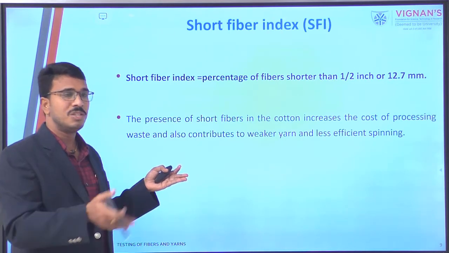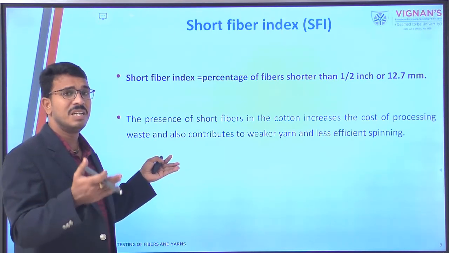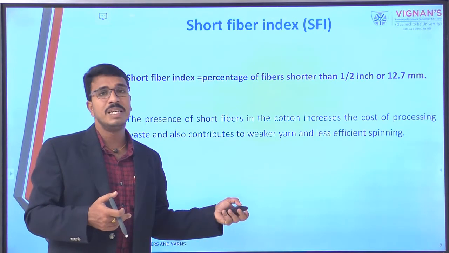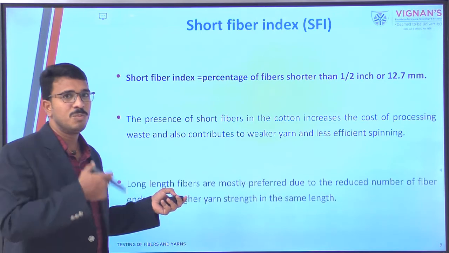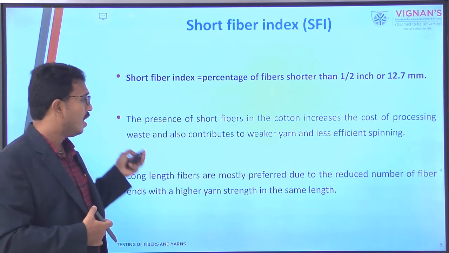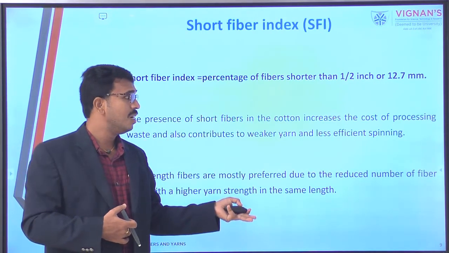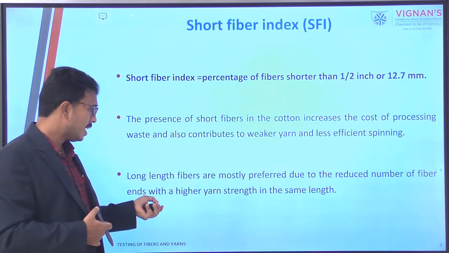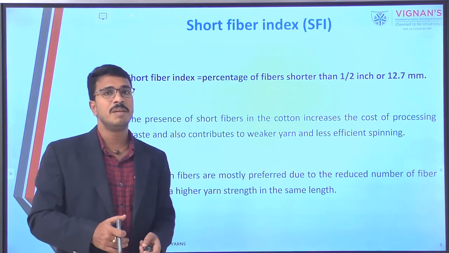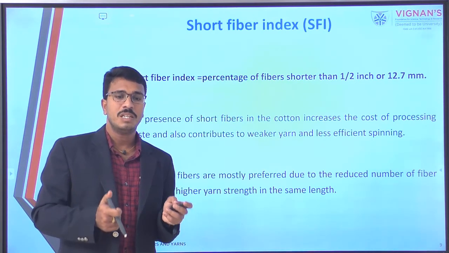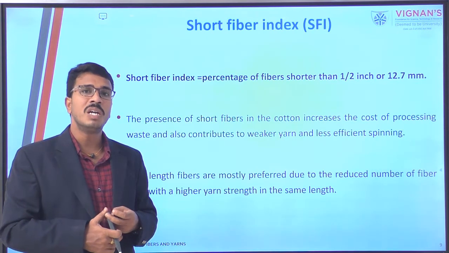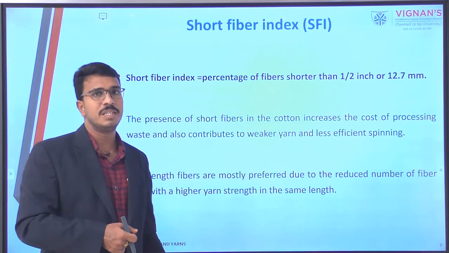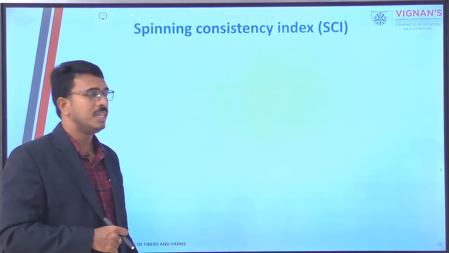Why? Because the short fibers, breakages and waste contribute to weaker yarn and less efficiency in spinning, that is, more number of breakdowns, all those things. And longer fibers are more preferred due to reduced number of fiber ends with higher yarn strength in the same length. So obviously, the spinner prefers longer length fibers, to get more efficiency in spinning, reduce breakages and get good strength in the yarn quality.